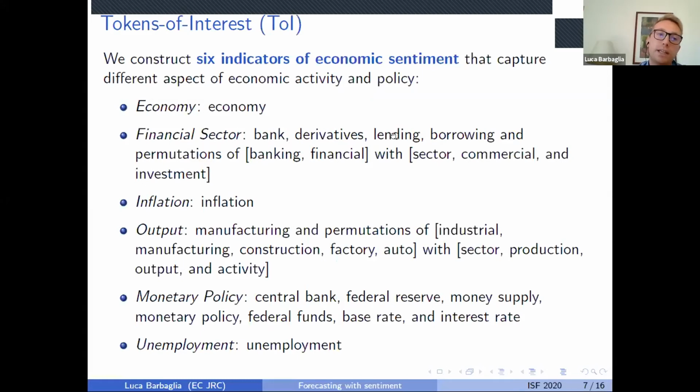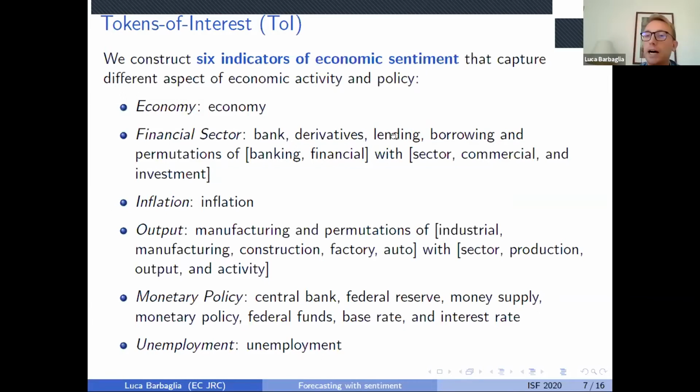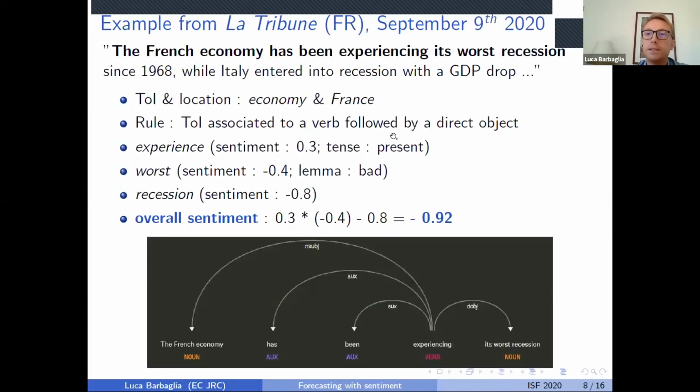Given this data, we apply our sentiment analysis algorithm and compute 6 indicators of economic sentiment that try to capture different aspects of the economic activity in a specific country. We will have an indicator about the economy in general, one about the financial sector, one about inflation, industrial production, monetary policy, and unemployment. So let's see an example of how the algorithm works. This is a sentence that appeared in Le Monde, a French newspaper, on September 9th.